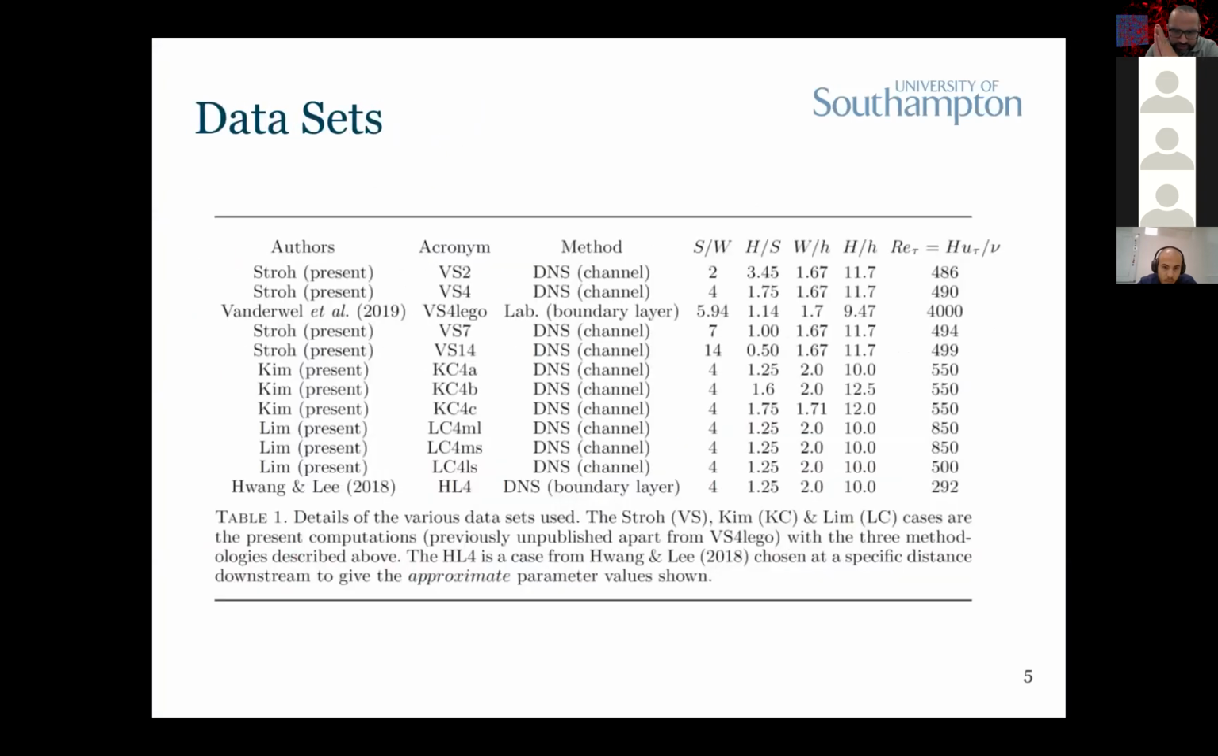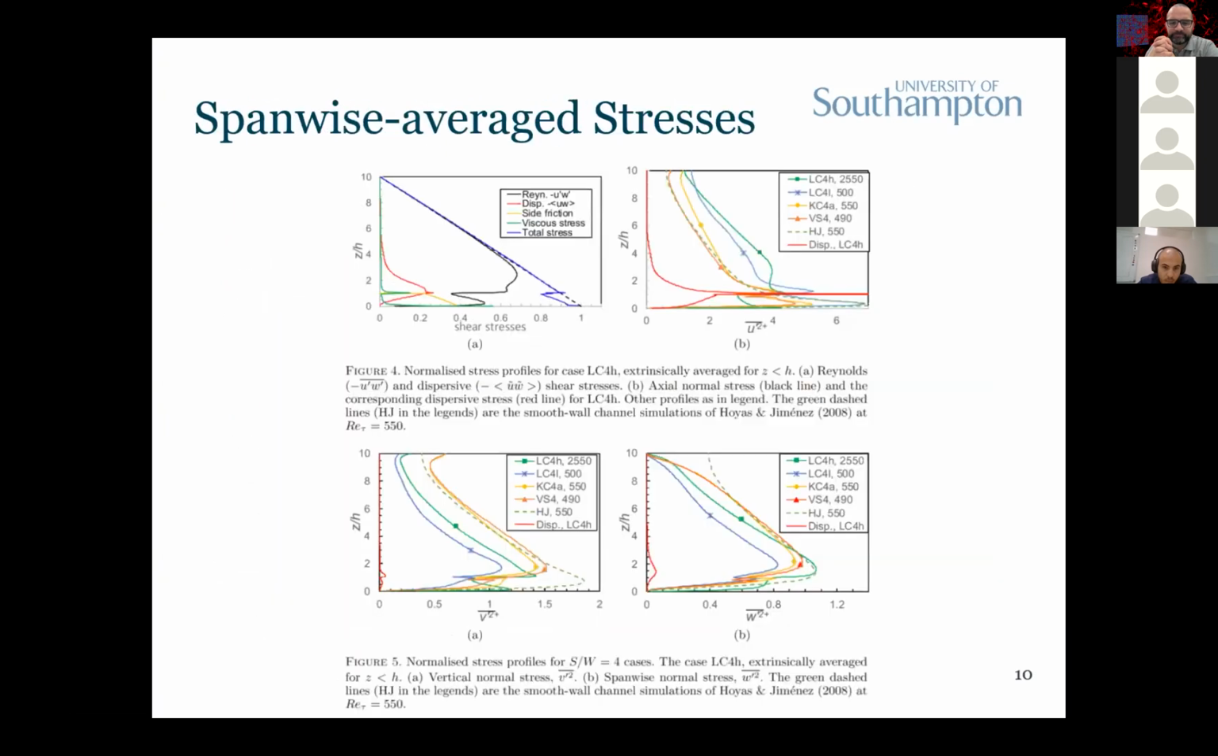Yes. So basically KC4A and VS4 are very similar. So same geometry. The only difference is the small difference in Reynolds numbers. So we have compared, for example, in the stress field here, the yellow one with circle and the red one with triangle. They are the counterpart with the same conditions and geometry and flow. So we found that they are in very good agreement with each other.